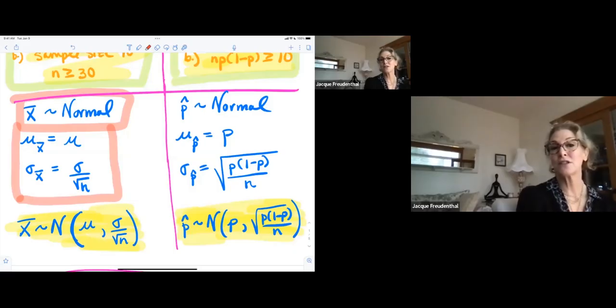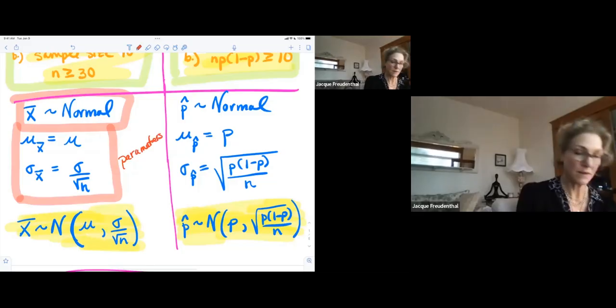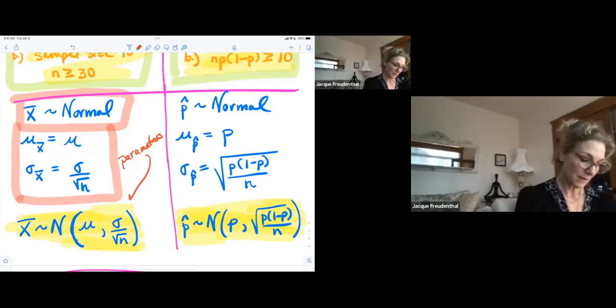The standard deviation of the sample means is going to be smaller because we take the population standard deviation sigma and we divide it by the square root of the sample size. So we know those are the parameters. I'll just use that word that we need to remember. So these are the parameters: the mu of X bar and the sigma of X bar that we can use in our model.